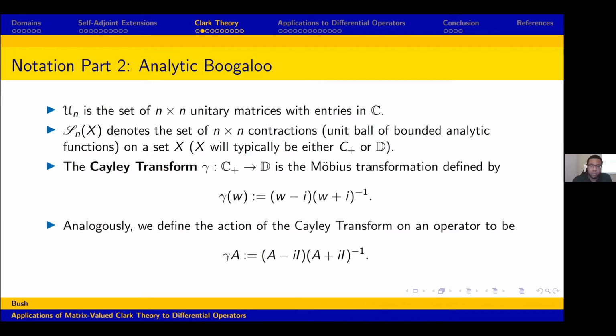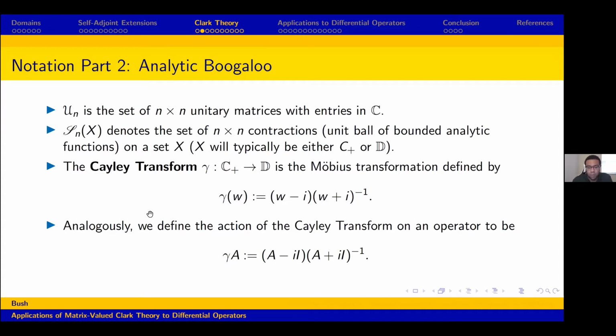Typically, X is going to be either the upper half plane or the unit disk, but a priori, this stuff could be done on other subsets of C, or even C^2, C^3, etc. But we're just going to be focusing on C plus and D for this talk. And the Cayley transform is going to be defined like this. This is a Mobius transform, which is a fractional linear transform that sends the upper half plane to the unit disk. The inverse sends the disk to the upper half plane. Analogously, we can define the Cayley transform of an operator like this, which is essentially just replacing the independent variable with the operator.